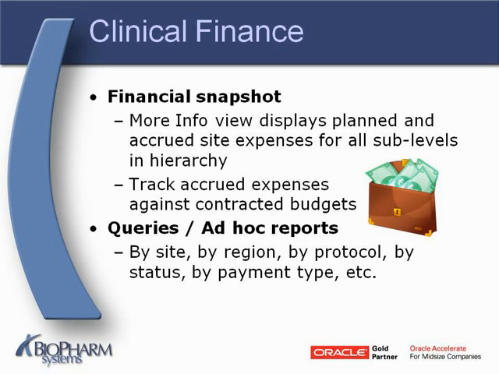And they have the ability to also query and run ad hoc reports by site, by region, by protocol, by status. So really slicing and dicing that data to look at specific aspects of the investigator payments or the expenses that are being tracked within the system. So for example, if I wanted to see a listing of all of my study advances or site advances against my entire study, I can see that, or see any and all payment requests that have still not been paid out by my organization. I can get that level of detail directly from the system.